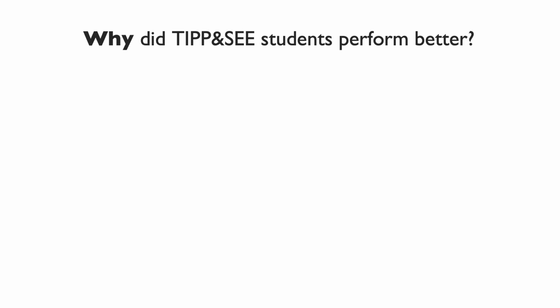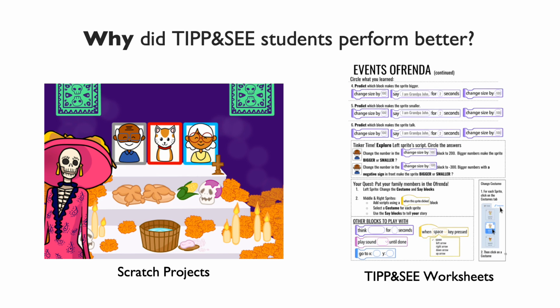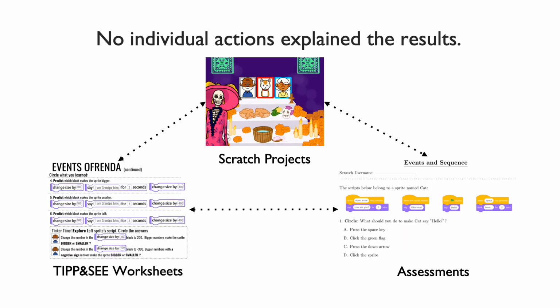In this study, we wanted to understand why such dramatic performance differences occurred. To that end, we analyzed student Scratch projects and TIPP SEE worksheets to better understand the behaviors of the control and TIPP SEE students. Spoiler alert, we found that while students using TIPP SEE behaved in a way that we believed would lead to more success, no individual actions directly explain the results. And this suggests that the value of TIPP SEE may lie in cognitive processes not directly observable, just like most metacognitive strategies. Now, let's take a closer look at these student actions.